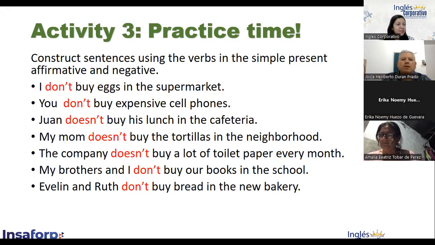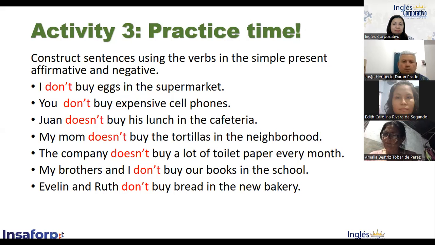Okay, I got Dima. I don't drive. You don't drive. He doesn't drive. She doesn't drive. Okay. I don't walk. You don't walk. I don't walk to the supermarket. Excellent. La escuela no camina al parque. Don't walk to the gym.